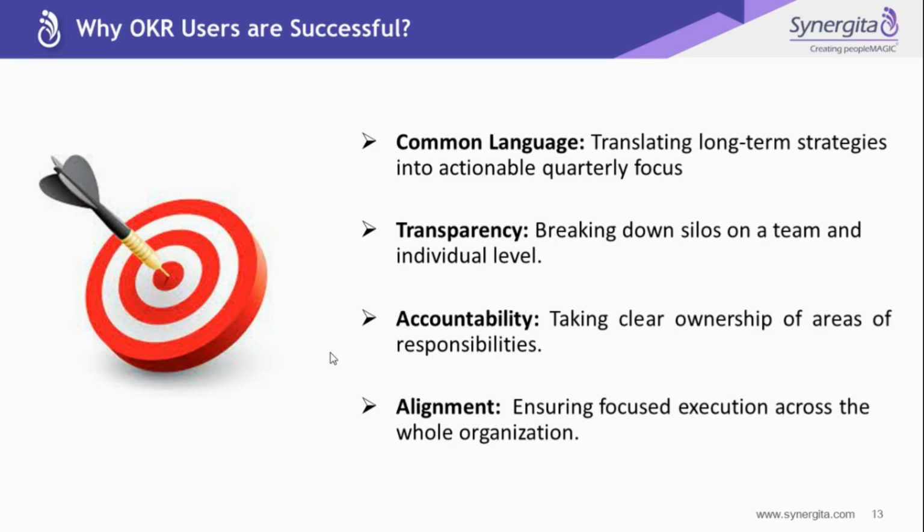Moving on to the next, we have accountability. Taking clear ownership of areas of responsibility. When something is very much designed and people have to work towards it, and everything is aligned with their work, people's contribution from ground level to top level will be more, and everyone is accountable for their respective activities as well. Alignment, ensuring focused execution across the whole organization.